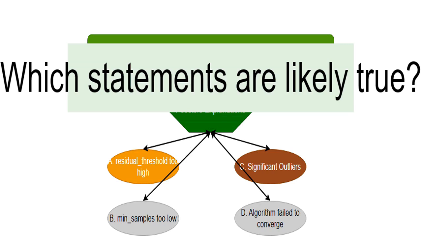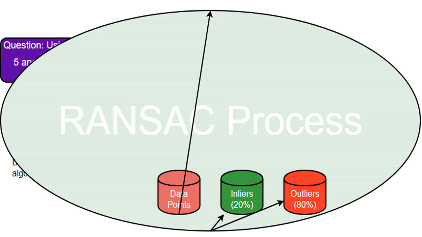Based on my analysis, I think a high "residual_threshold" and a large number of outliers are the most likely reasons for only 20% of the data points being classified as inliers. I see only 20% of the data points are considered inliers. That means the RANSAC algorithm deemed only 20% of the data points to be close enough to the fitted line. This is a relatively small percentage, suggesting a potential problem with either the "residual_threshold" or a large number of outliers.